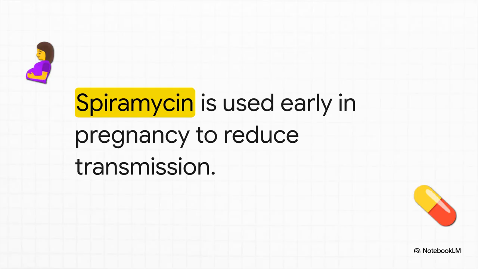Now, for pregnant women, doctors use a totally different protocol. They use a medicine called spiromycin. Spiromycin is given very early in a pregnancy, specifically before 18 weeks, to greatly lower the chances of passing the infection onto the developing baby.